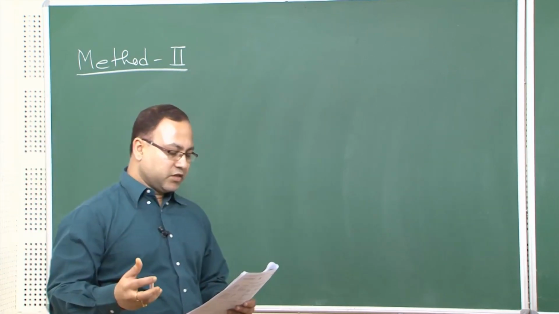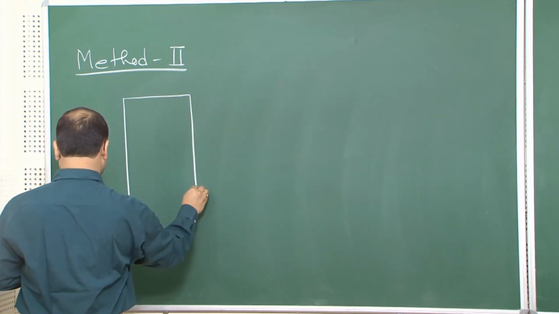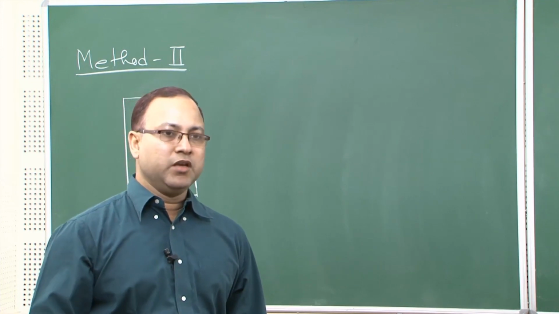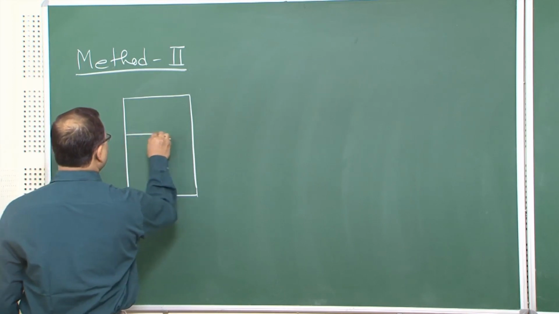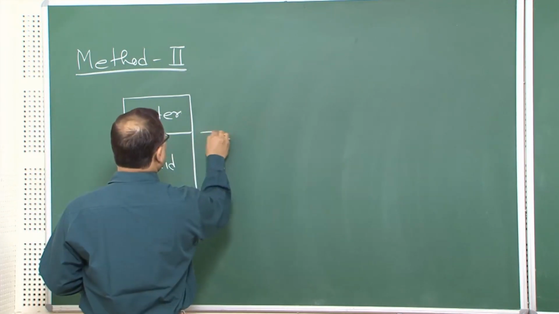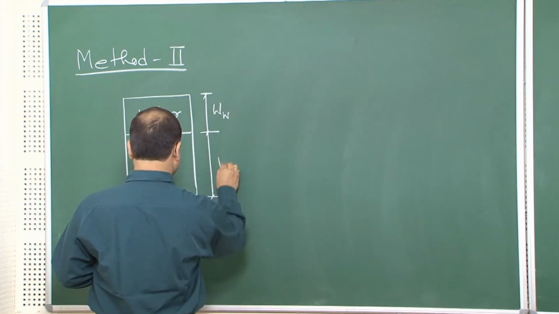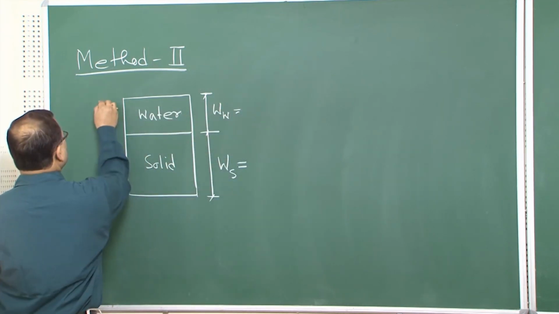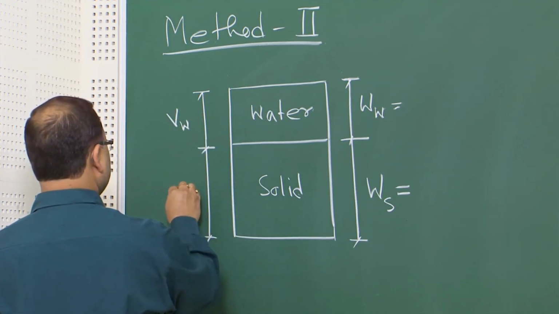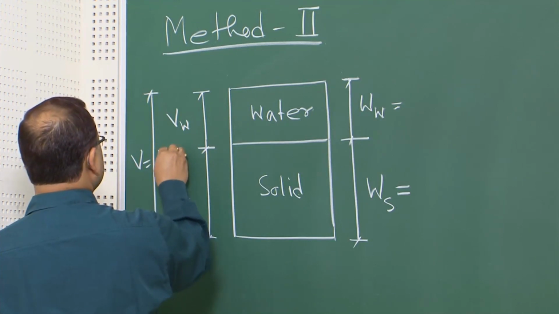Basically, let us draw the phase diagram first for this kind of saturated soil. As you know, this is a completely or fully saturated soil. So, your 3-phase diagram will boil down to the 2-phase diagram, that means water and soil solids. So, you have water and solid, and on this side you have the weight scale. This is your weight of water and this is your weight of solid, and on this side you have the volume scale, volume of water and volume of solid, and the total volume is, say, V, which is equal to 16.5 cc.